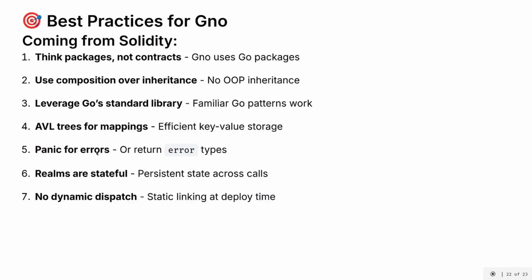Generally panic for errors instead of continuing a wrong execution. You can return error types that can be taken by the caller. The two are right, but generally it is better to panic to avoid continuing with a wrong state. Realms are stateful, so persistent state across the different calls, of course, if you change some values inside. And there is no dynamic dispatch, which means GNO needs to know precisely the type and what it's going to execute before deploy time, while Solidity can do it at runtime. It can call a function and later the caller sets it, which can be quite dangerous but powerful.